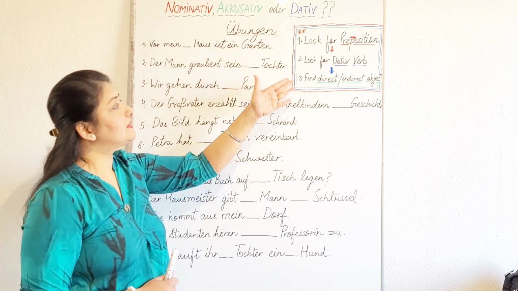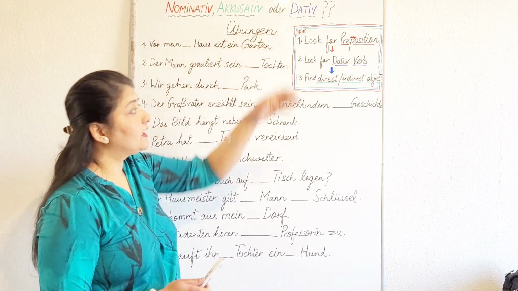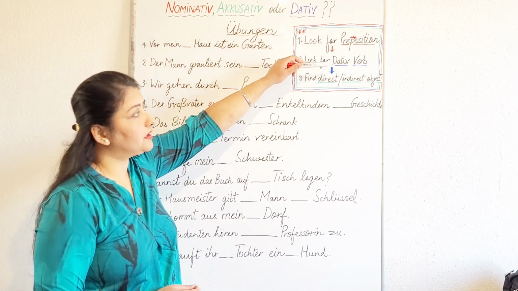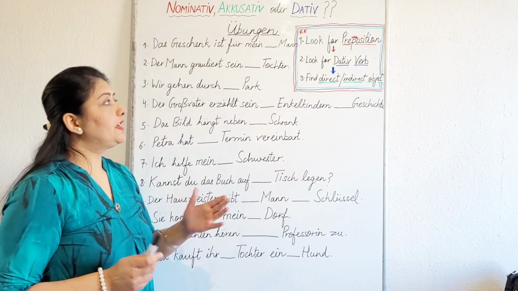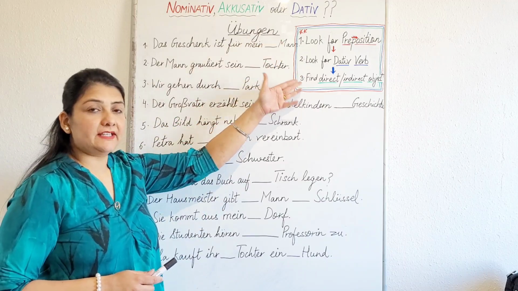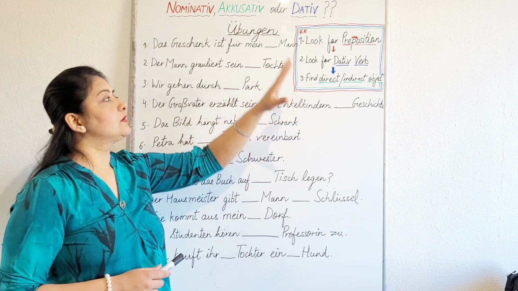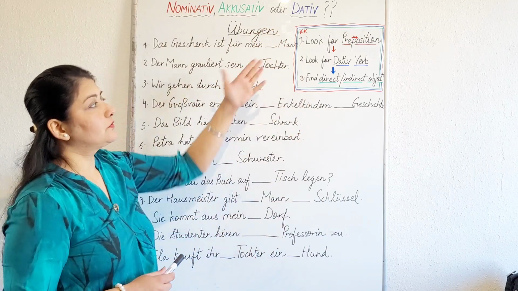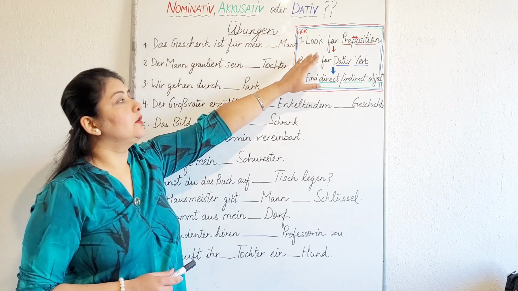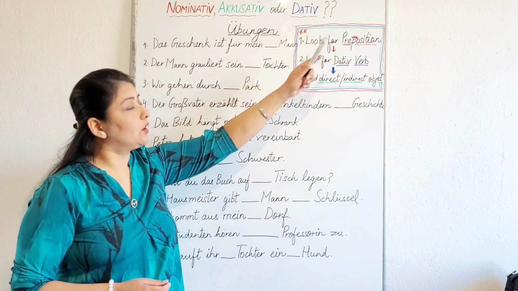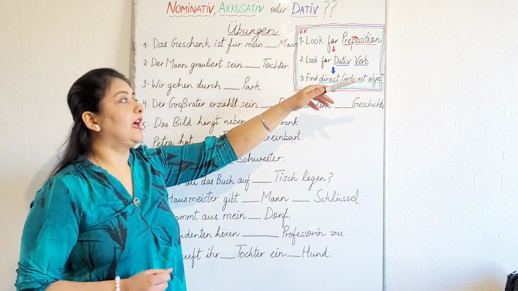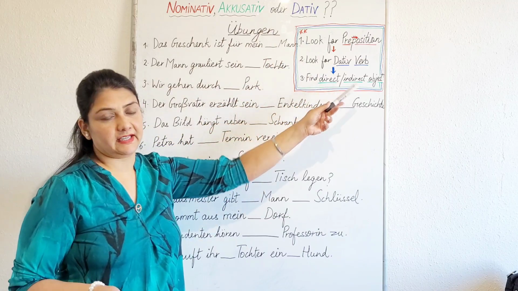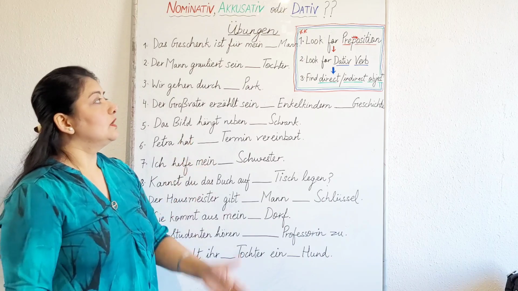So the 3 golden rules. Step 1, look for a preposition. If the preposition is not there, then go to step 2, look for a dative verb. And if a dative verb is not there, then go to the 3rd step and look for a direct and an indirect object. So we have learned the 3 golden rules to identify the case of the noun in a sentence. So let's start the exercise.